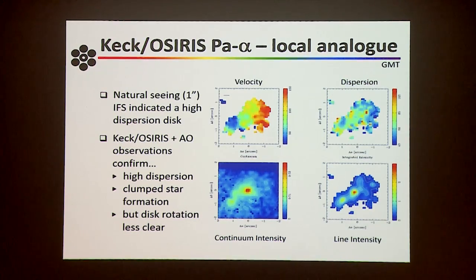And here are some observations that were done in natural seeing with an integral field spectrograph, Keck-OSIRIS, looking at this object, and initially with this local analogue it indicated that there was a high dispersion gas disk. In other words, here was a galaxy that looked in the local universe rather like these high redshift galaxies that we're trying to observe. With the detailed observations that Keck-OSIRIS with AO was able to do, it was possible to confirm that indeed there was high dispersion and the star formation is very clumpy, but whether this was in fact a disk and whether it was really rotating was in fact less clear.